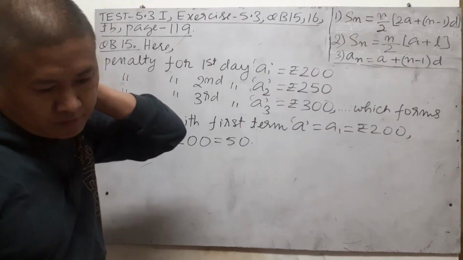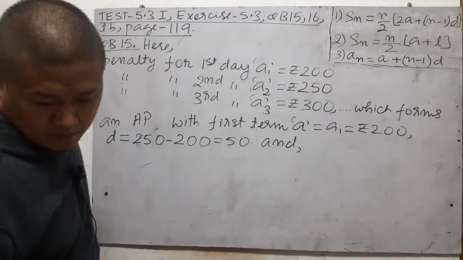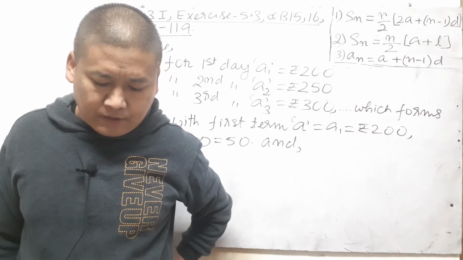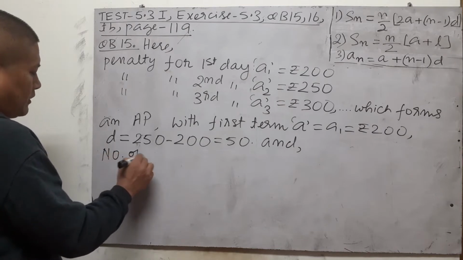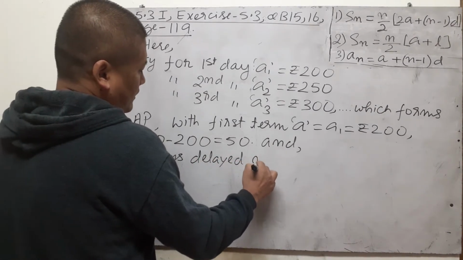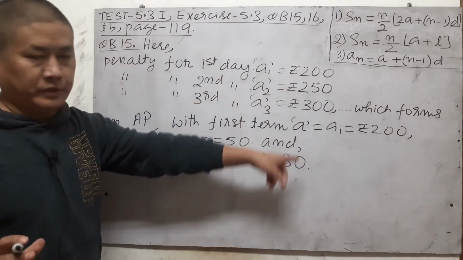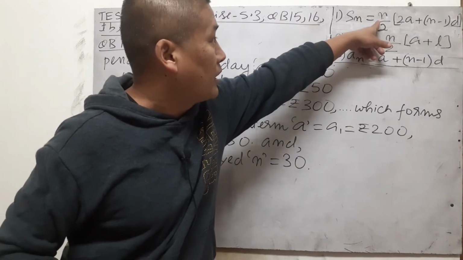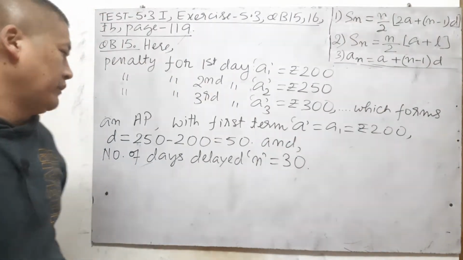And then as you go on, one more piece of information, the last sentence: how much money the contractor has to pay as penalty if he has delayed the work by 30 days. The total number of days delayed, which is the number of terms, is 30 days, meaning 30 terms will be there, right? So N is there, D is there, A is there. So you can use this formula to find the total amount paid for delay.